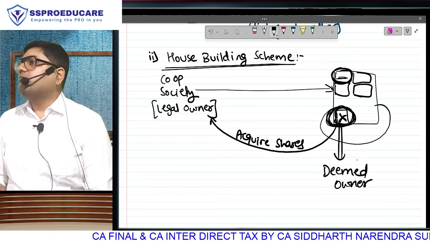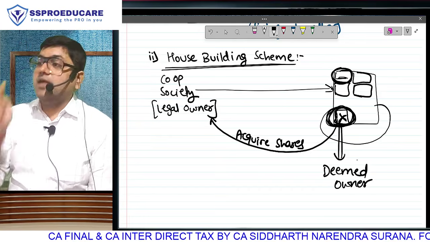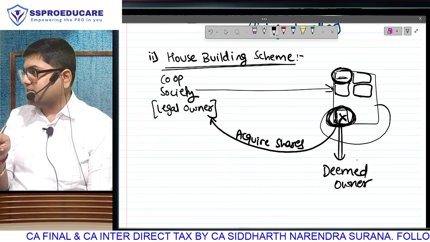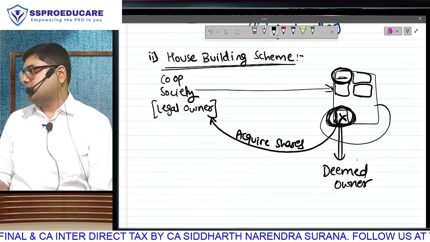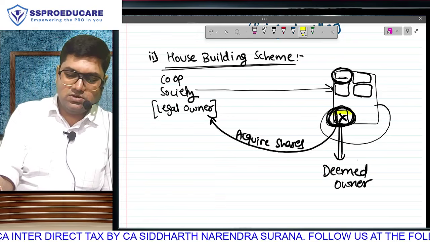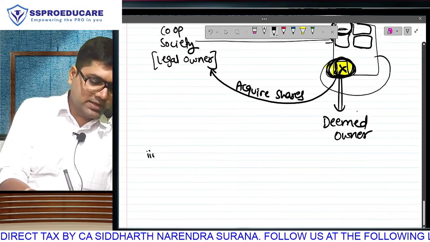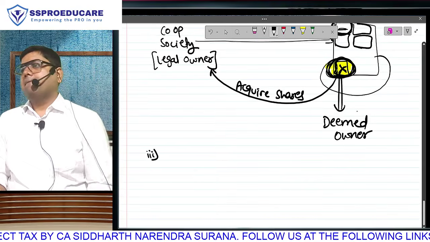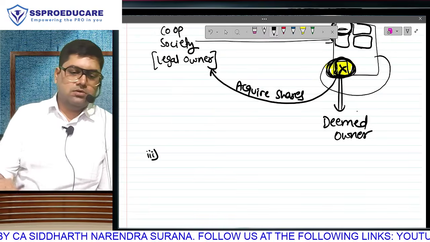So case 2: when you buy share certificates in a cooperative society, with respect to that unit whose share certificate you have purchased, you will be considered as the owner, even if the society is the owner of the entire structure. Deemed owner. Rent will obviously be taxable in this case for Mr. X. Case 3. Deemed owner.